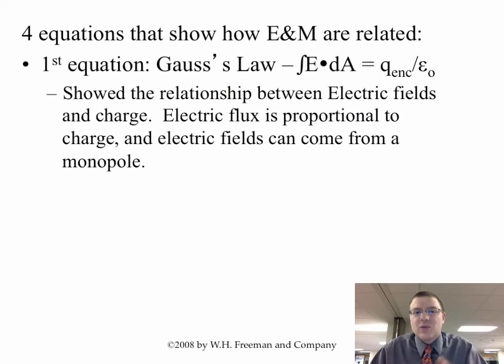The first equation we looked at was Gauss's law. We know Gauss's law very well. It's the integral of E dot dA, which is Q enclosed over epsilon 0. It's the relationship between electric field and charge. If you have charge present, then there must be electric flux, and electric flux means that there is electric field, which means that we can have electric fields from a monopole. We can have one enclosed charge there and have an electric field if we surround it with a Gaussian surface.